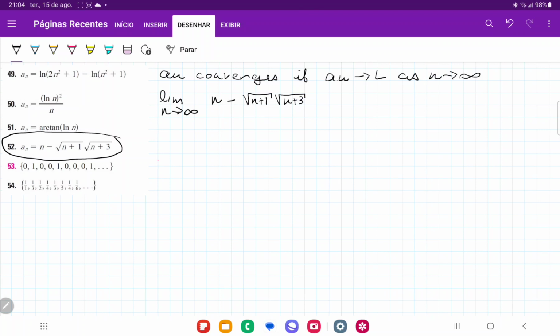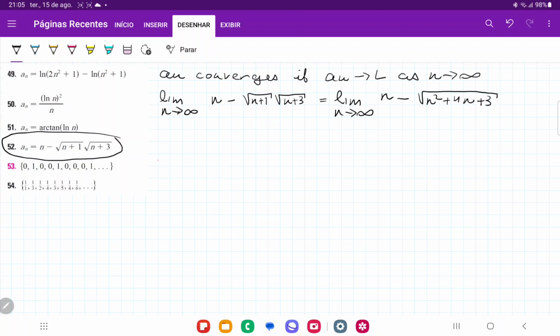Before we do anything, I'm just going to simplify this a little bit so that it's easier to deal with. So this is the limit as n approaches infinity of n minus, and now I'm just going to join these roots by multiplying them. So that's going to be the square root of, multiplying them, n squared plus 3n plus 1n, so plus 4n, and then plus 1 times 3, so plus 3.